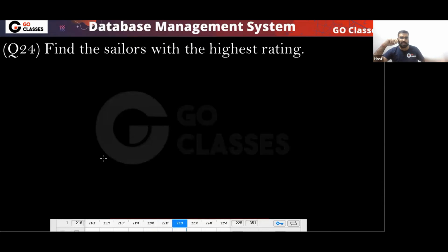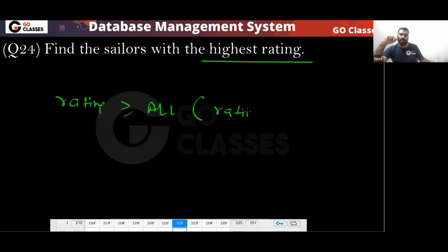Okay, so like this you can do. These are very simple things. Find the seller with highest rating. So that seller who is greater than all the ratings, isn't it? Your rating must be greater than or equal to all the ratings. Agree or not? I want the highest rating, so your rating must be greater than or equal to all ratings. Then you will get the highest rating. This is the idea.